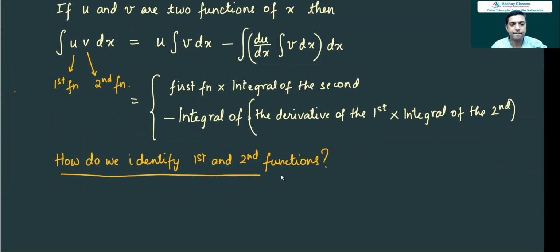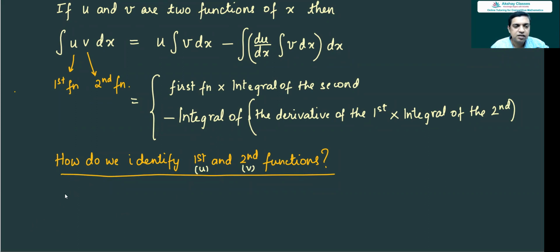Does anybody remember? Whoever is present today? How do we identify the first and the second functions? No one remembers? Are you all able to hear me? Yes, sir. Yeah, tell me. So the first function is u, the second function is v.